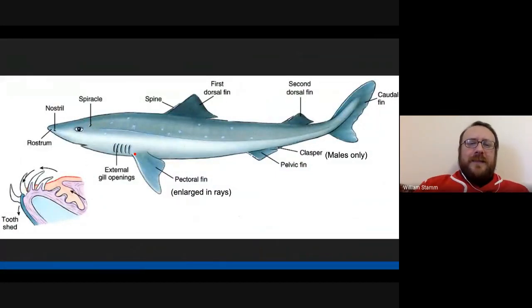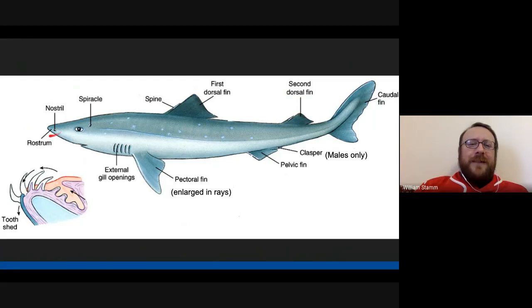Their teeth actually are part of this jaw structure that they replace a lot. We'll talk about that later. But this is a general look at what a shark looks like.